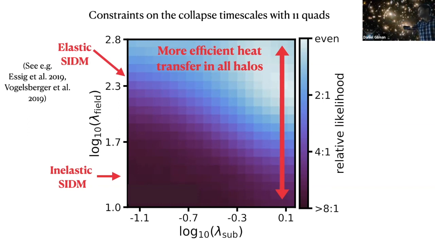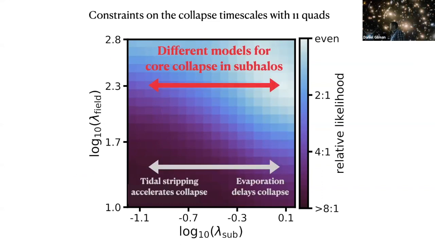Now, for each choice you make about your self-interaction, you also need to understand how core collapse proceeds in subhalos. So you can see, if you're all the way on the left, this is a situation where the tidal stripping of subhalos basically accelerates core collapse in those objects, so they all collapse. As you go to the right, this is a situation where scattering between subhalo particles in the host halo prolongs the life of the core, so it delays core collapse. That's what happens when you go to the right. And you can see here that it has a pretty clear effect on the data.